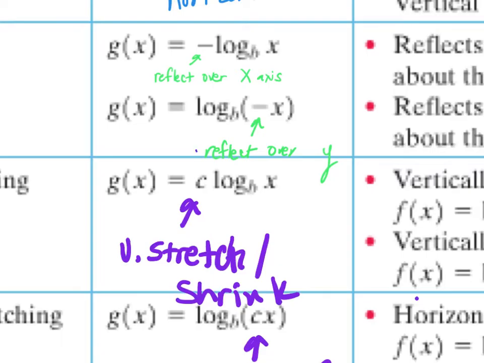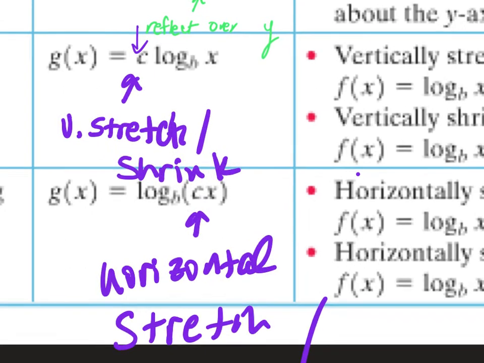If this was the whole number 3, or 1/3, if it was a whole number 3, it'd be a vertical stretch by a factor of 3. If it was the fraction 1/3, it'd be a vertical shrink. If you have something inside here, like if it said log 7 of 2x, that's inside with the x, right? So it's going to be a horizontal, and you would think it was going to be a stretch because the number's bigger than 1, but it's actually anything with the x is always the opposite of what we think. So it would be a horizontal compression of 1/2.